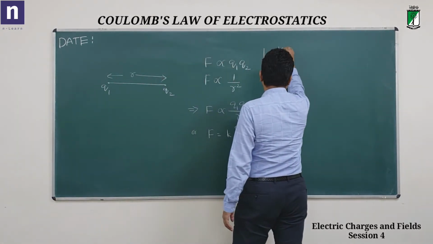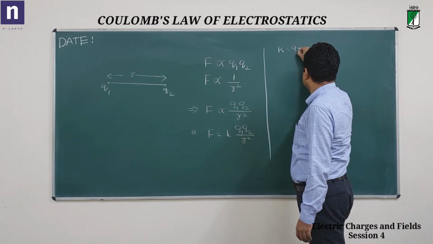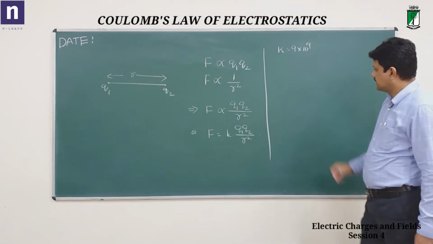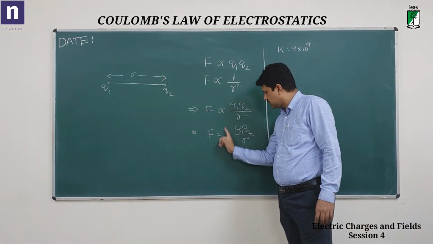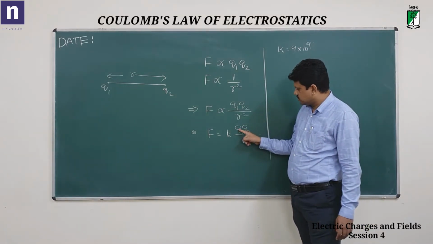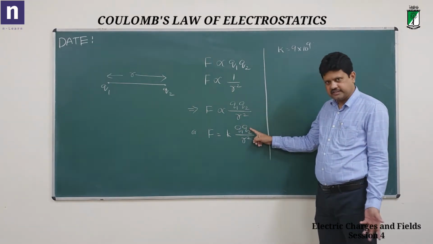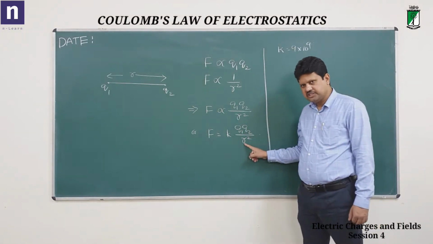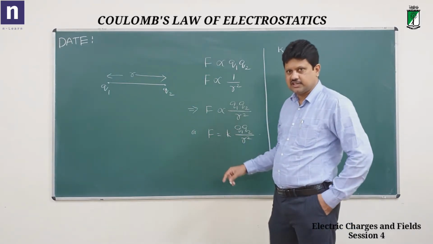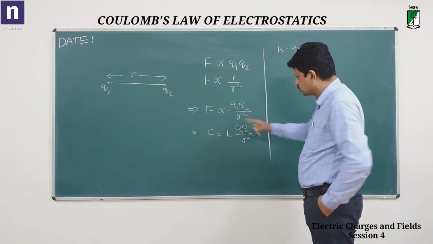That K is 9 into 10 to the power 9. And if you want to find the unit for this K, it's very easy. In the previous classes you have learned, charge is measured in coulombs, you know that. This is also again charge, coulombs. This is distance, meters square. And this is force, any kind of force, whether it is electrostatics or mechanics or whatever. The force is in newtons.